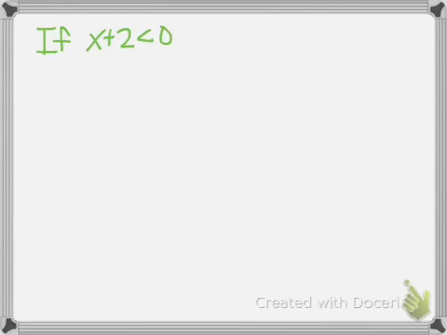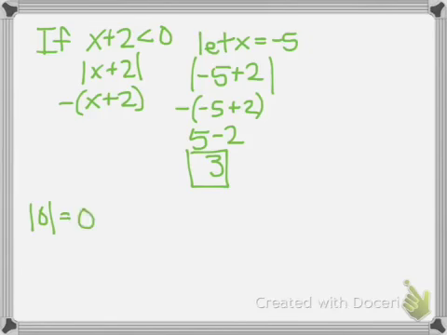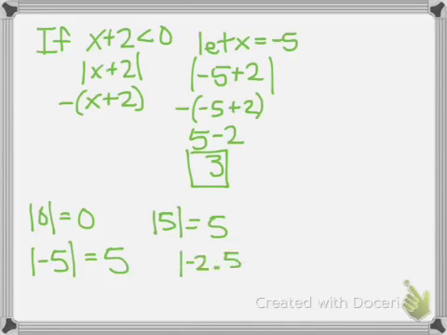So if x plus 2 is less than 0, or in other words, if it's negative, the absolute value of x plus 2 is going to be the opposite of that. So for example, let x equal negative 5. So negative 5 plus 2, the opposite of negative 5 plus 2 is going to be positive 5 minus 2, which is 3. The absolute value of 0 is 0. The absolute value of negative 5 is 5. The absolute value of 5 is 5. The absolute value of negative 2.5 is 2.5.